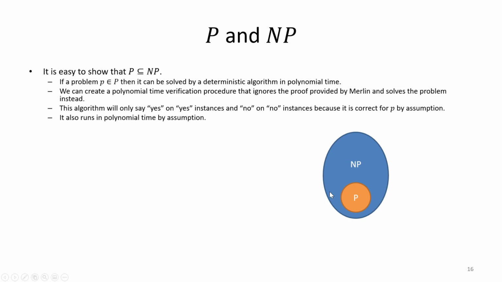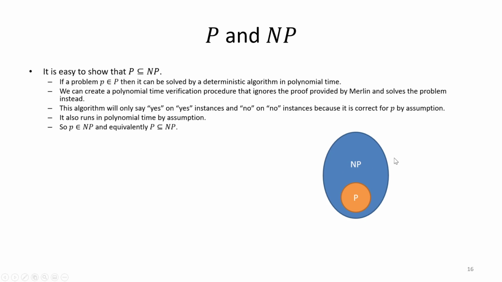So this new procedure also runs in polynomial time because our original procedure did. And so our problem must be in NP. So what that means is P is in NP. Since we did this for any old problem P, this is a general proof. That means that all of the problems in P are in NP. So P is a subset of NP.